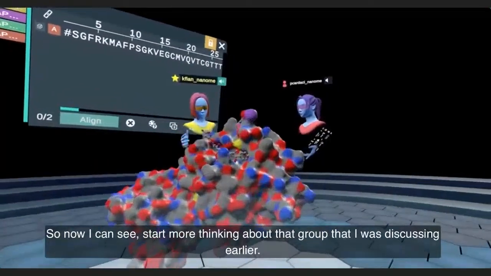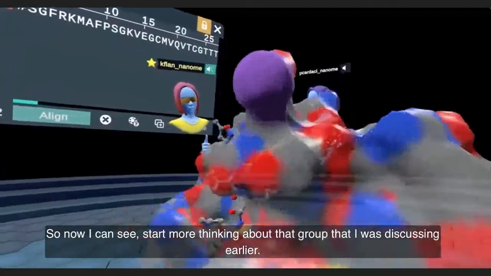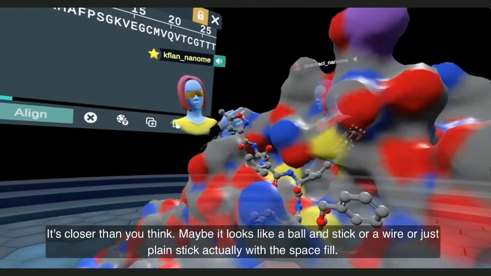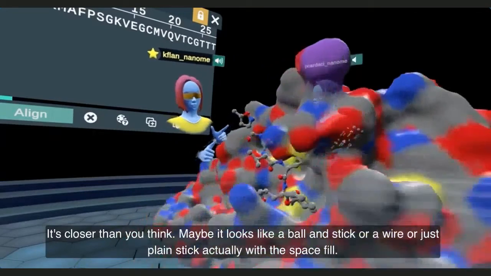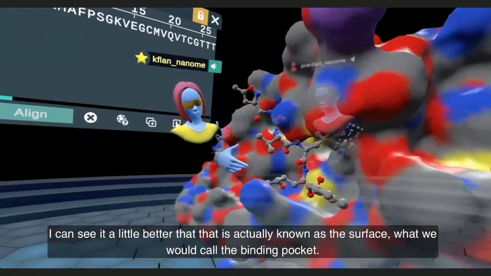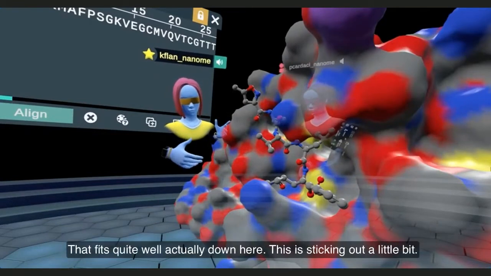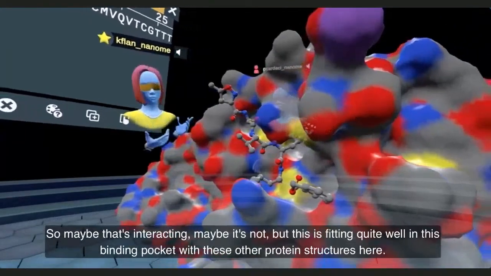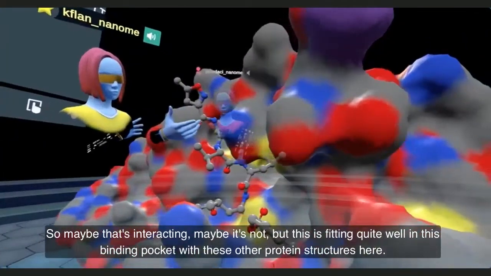So now I can start more thinking about that group that I was discussing earlier. So notice this polar group, maybe I could see it better with space fill. It's closer than you think. Maybe it looks like in ball and stick or wire or just plain stick. Actually, with the space fill, I can see it a little better. Notice the surface, what we would call the binding pocket. That fits quite well actually down here. This is sticking out a little bit, so maybe that's interacting, maybe it's not, but this is fitting quite well in this binding pocket.